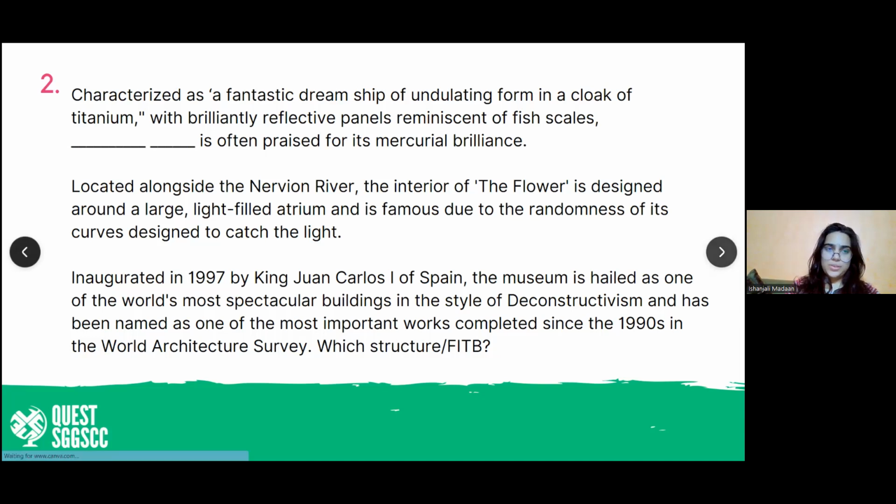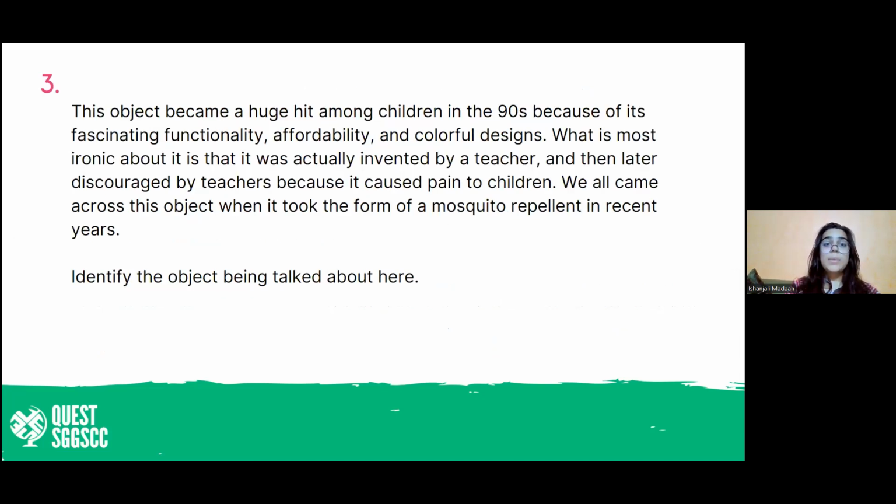Moving ahead to the third question. This object became a huge hit among children in the 90s because of its fascinating functionality, affordability, and colorful designs. What is most ironic about it is that it was actually invented by a teacher and then later discouraged by teachers themselves because it caused pain to the children. We all came across this object when it took the form of a mosquito repellent in recent years. Identify the object being talked about here.